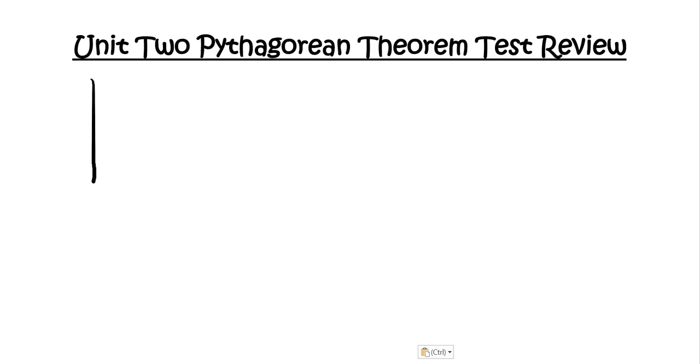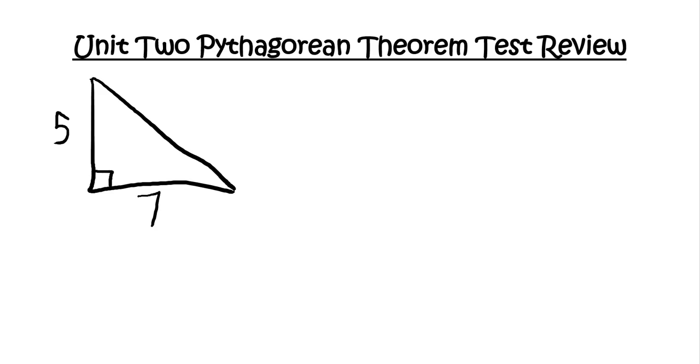If you have a right triangle, and it has to be a right triangle, and this is 5, and this is 7, we're going to say units in this case. How many units long is that question mark? The steps that you're going to follow, you're going to say a squared plus b squared equals c squared. That is your formula for the Pythagorean theorem. If it's a right triangle, this is going to work every single time.